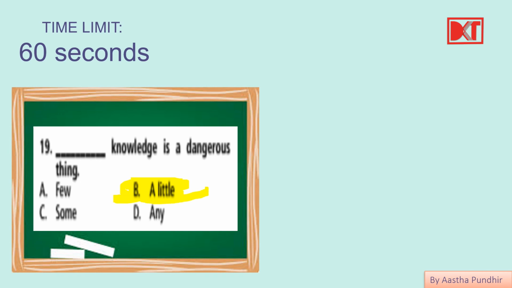Okay. A little knowledge. Knowledge is what? It is an abstract noun. We're using a little knowledge. This is also uncountable. We can't really count knowledge, right? You can't say I have 2 knowledge, 3 knowledge. This is an uncountable noun. Okay.